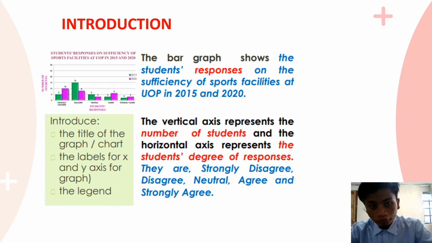Okay, now we can see the introduction. Based on the graph, the bar graph shows the student respond on the sufficiency of sport facility at PUO in 2050 and 2030. The vertical axis represents the number of students and the horizontal axis represents the students' degree of response. They are, for example, strongly disagree, disagree, neutral, agree, and strongly agree.